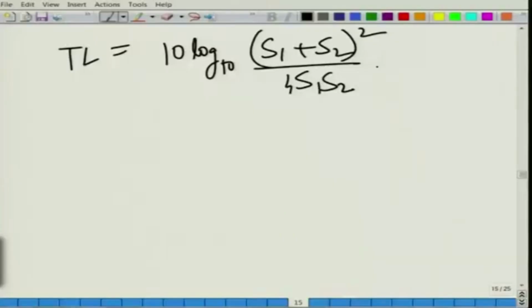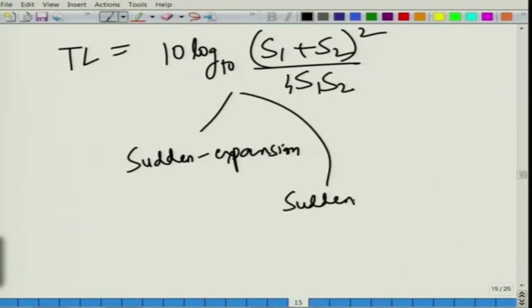Why is that? Because these are semi-infinite elements, and it is a characteristic feature of a simple area discontinuity in which we assume only planar wave propagation. Some part is reflected back, but no standing wave is formed in the downstream element. So the maths works out such that the transmission loss of a sudden area expansion or a sudden area contraction, analyzed in isolation, is independent of frequency, and it is basically (S1 plus S2) whole square divided by 4 S1 S2. This will be the same for sudden expansion and sudden contraction.